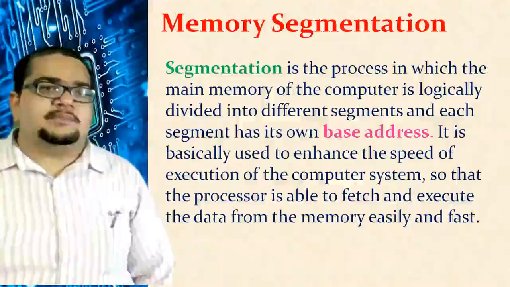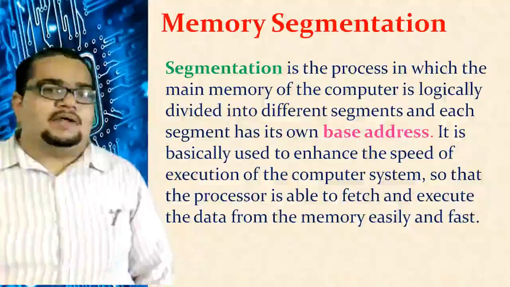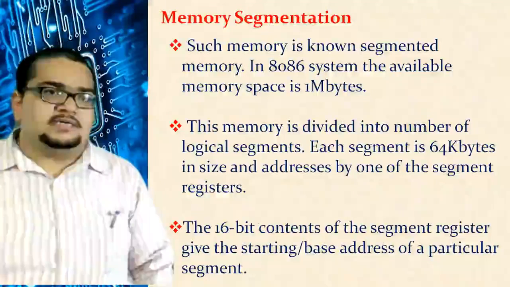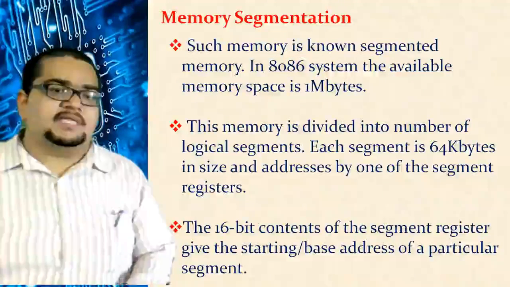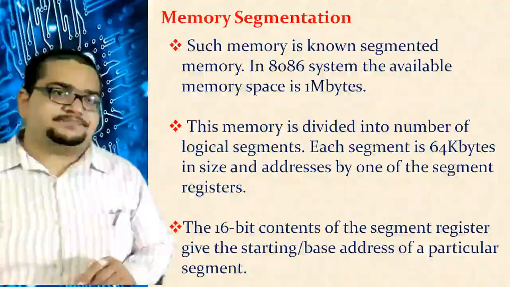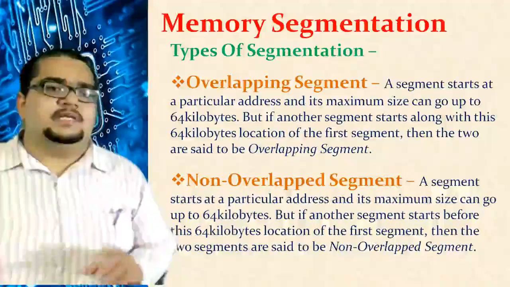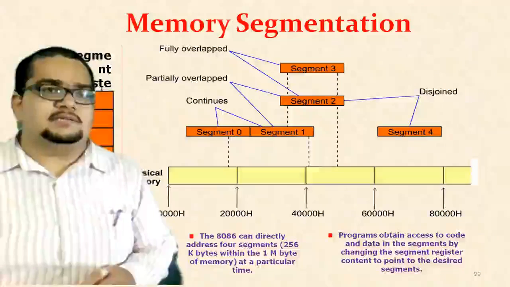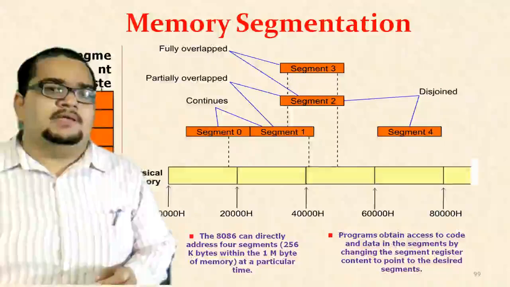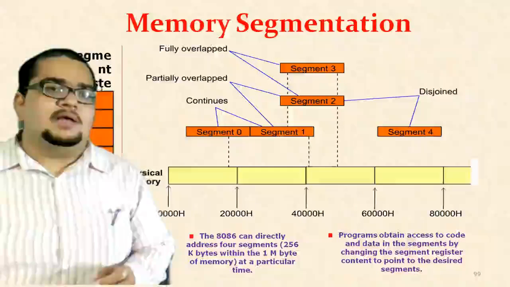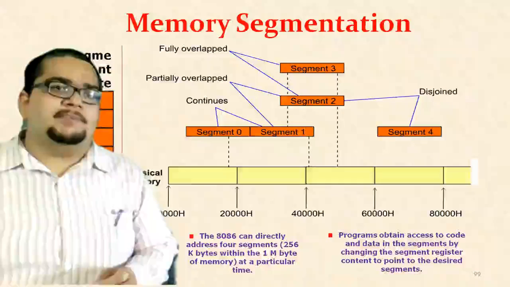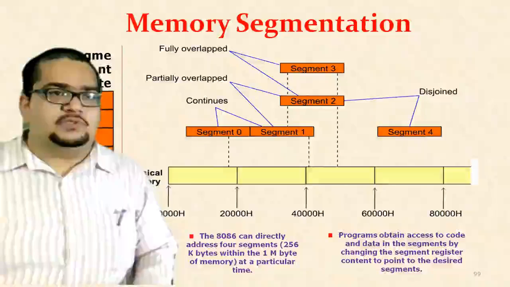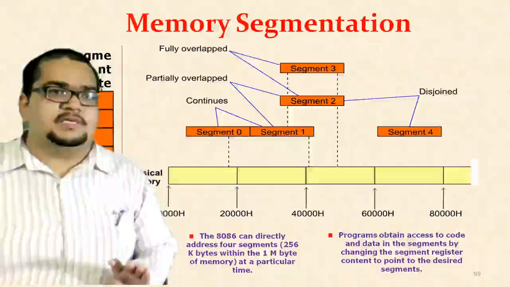We have talked about memory segmentation, and we have seen its advantages, and why the 8086 has memory segmentation in its memory addressing. You can see overlapping and non-overlapping types of segments here. Segments 0 and 1 are non-overlapping, whereas segments 1 and 2 are partially overlapping. Segments 2 and 3 are completely overlapping. The 8086 supports both overlapping and non-overlapping segmentation.